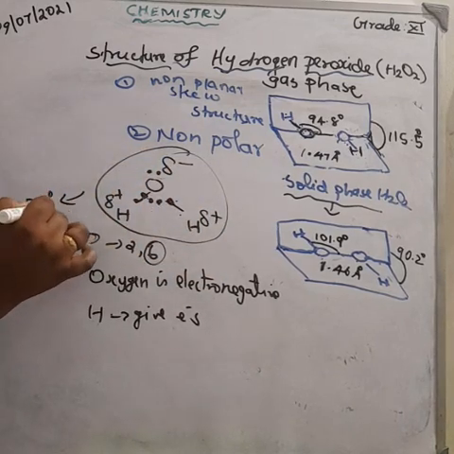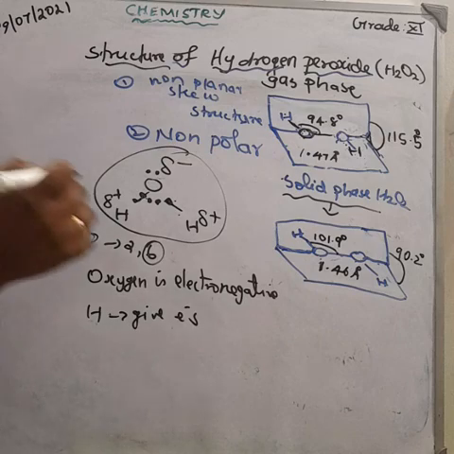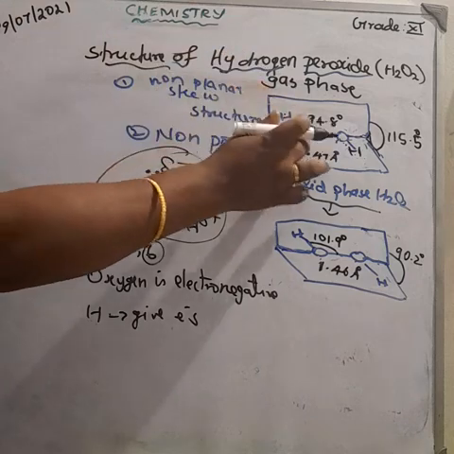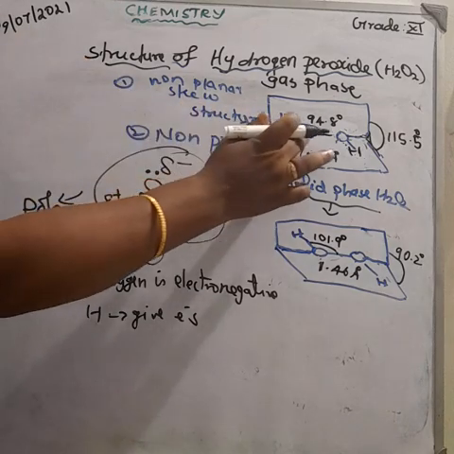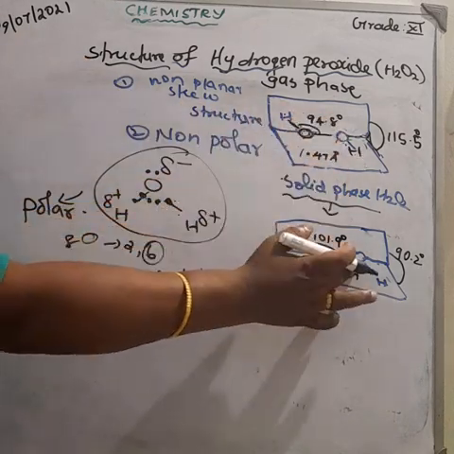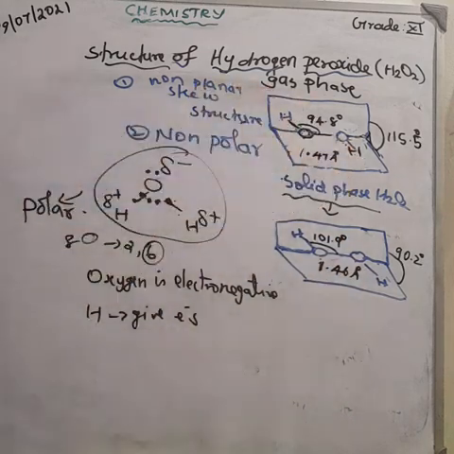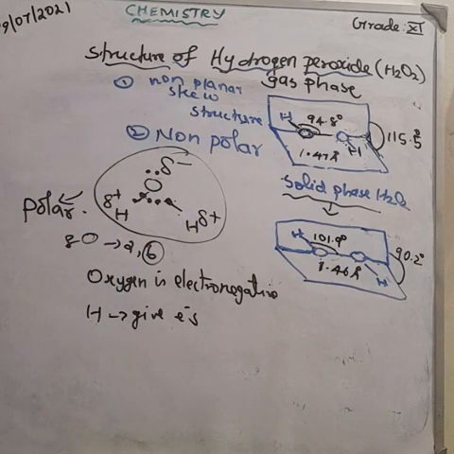But in the case of hydrogen peroxide, it is non-polar. Why is it non-polar? Because here there are two OH bonds, two hydroxyl groups, bonded with the two oxygen atoms. These two oxygen atoms have a repulsive force between the two OH groups. So the oxygen is not attracting the electron from the hydrogen atom; it tends to repel. Understood? This is the reason for the non-polar structure of hydrogen peroxide.